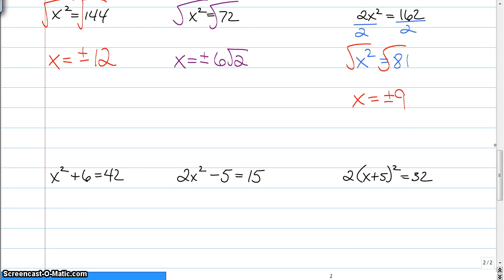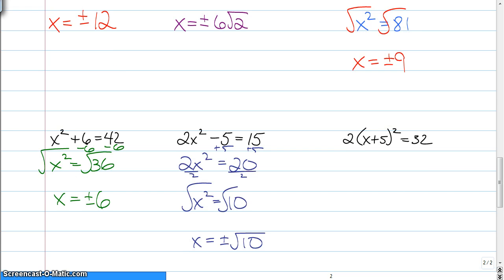So I would like you to try the next two examples. These two right here. Save the last one in this row for me unless you want to give it a try on your own. Go for it. Okay, so for this guy, you had to subtract 6 from both sides first. You get 36. And then all you have to do is take the square root of both sides. You get x is equal to plus or minus 6.